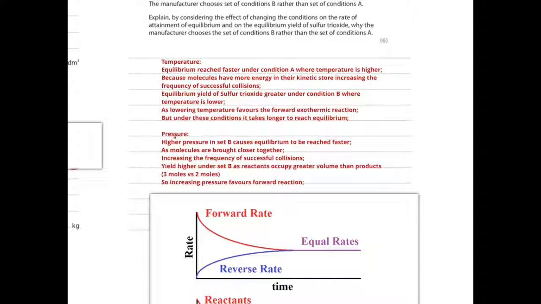Next, pressure. Higher pressure in set B causes equilibrium to be reached faster as molecules are brought closer together, increasing the frequency of successful collisions. Yield is higher under set B as reactants occupy greater volume than products. 3 moles versus 2 moles, so increasing pressure favours the forward reaction.